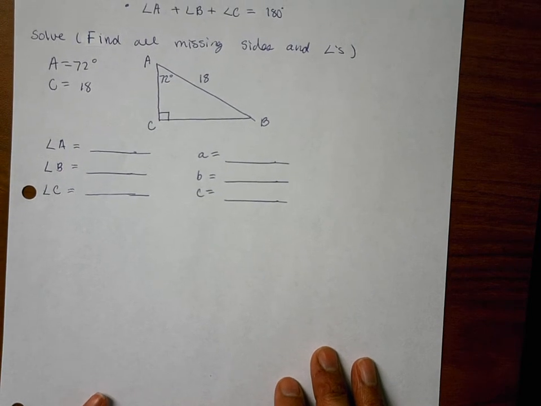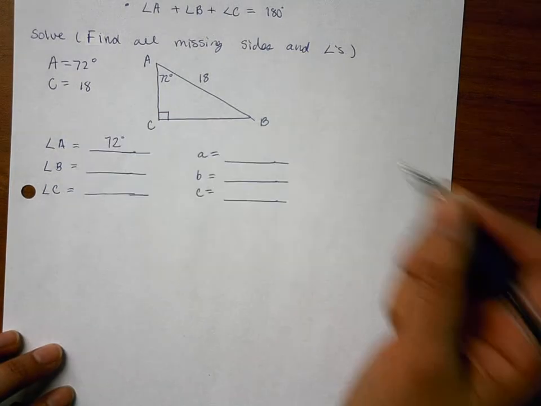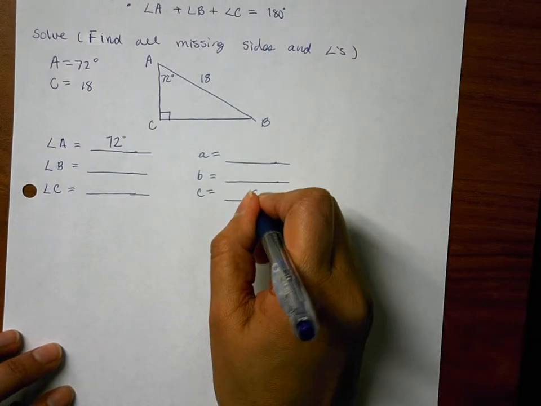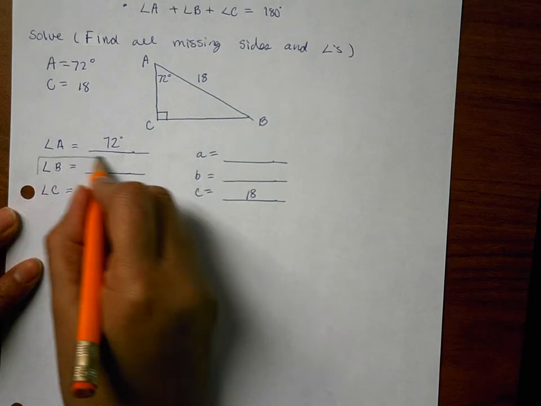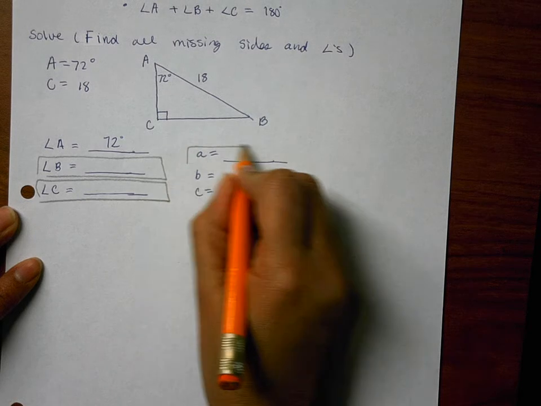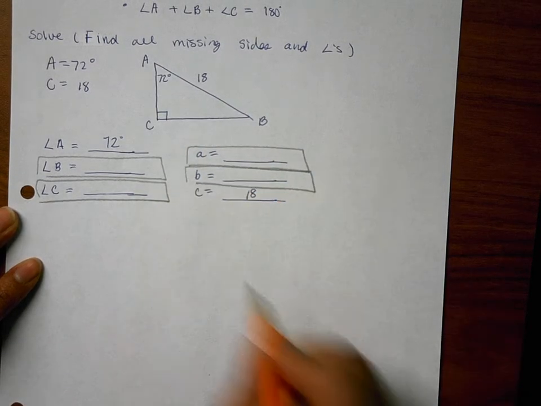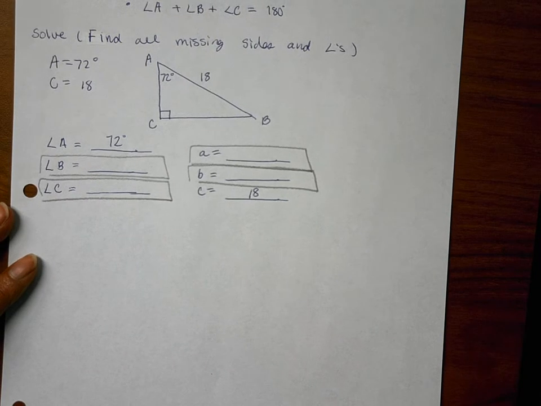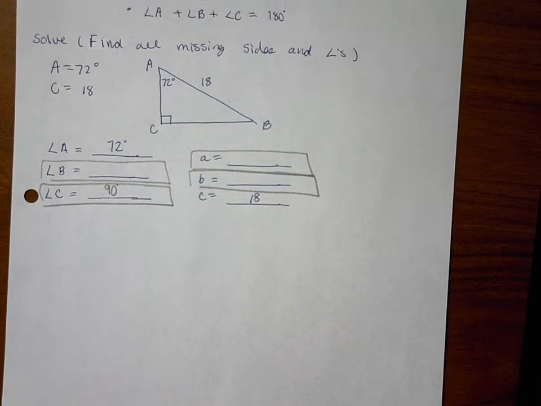Okay, angle A is given, 72 degrees, and side C is 18. Everything else is unknown, so I'm going to box those in. These are the ones I'm looking for. Now, one of them technically is a given. It didn't say it, but according to what I said earlier, angle C is always what? 90 degrees.